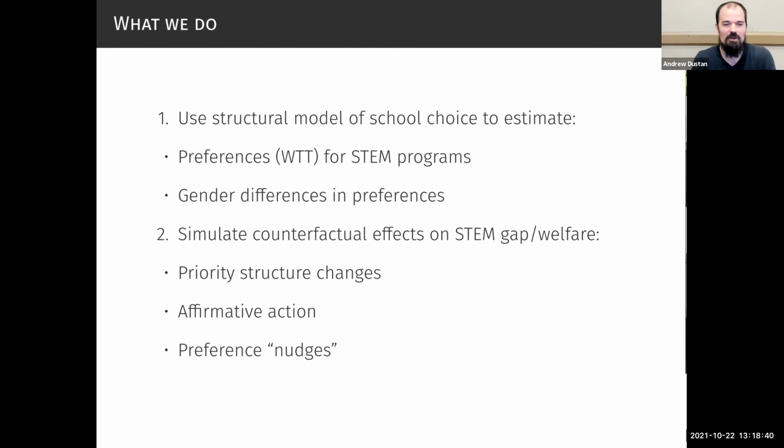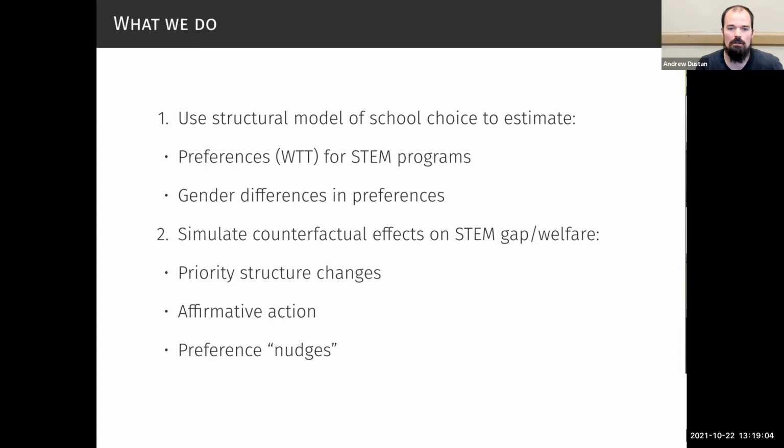Okay, so what do we actually do? We estimate a structural model of school choice to estimate preferences as expressed by willingness to travel for program characteristics. We'll focus on STEM programs, whether they be elite STEM programs or non-elite STEM programs. And then we're going to crucially estimate these preferences separately by gender so we can see what these differences look like between males and females in terms of STEM preference.